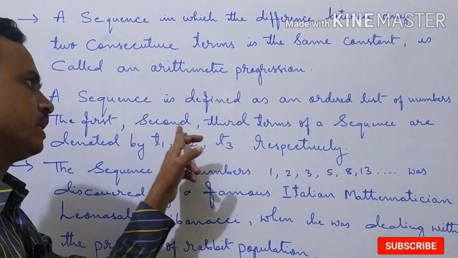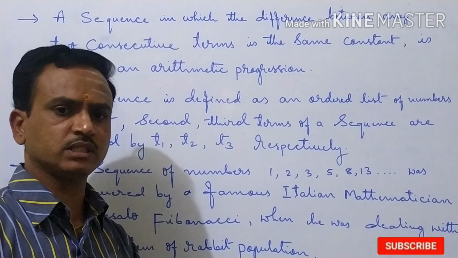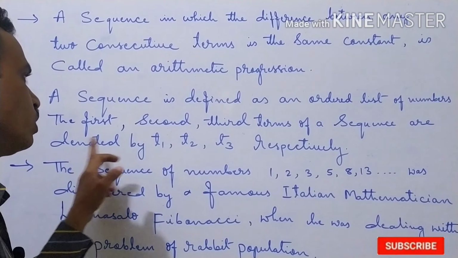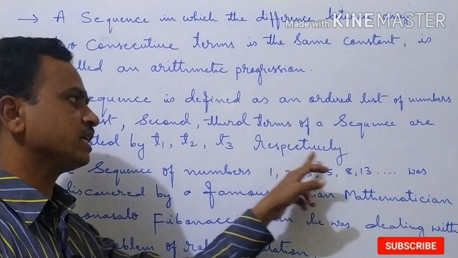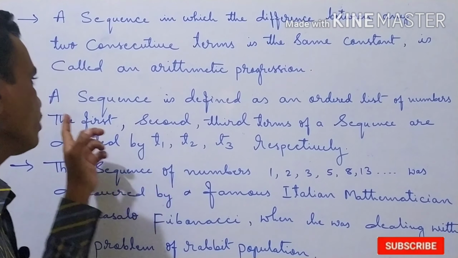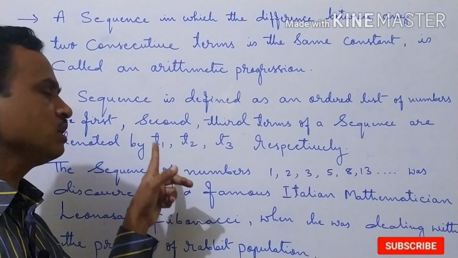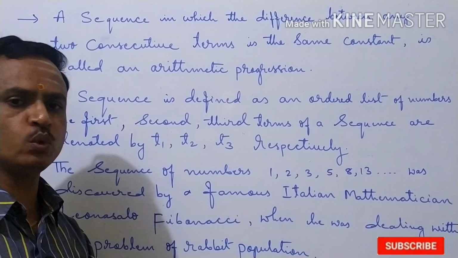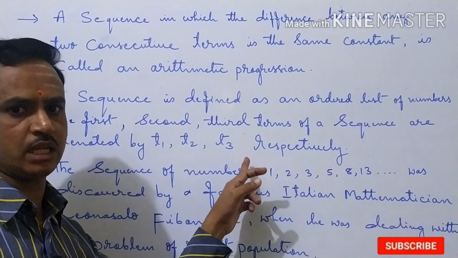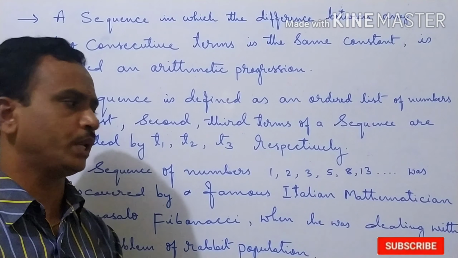The first, second, third terms of a sequence are denoted by T1, T2, T3 respectively. That means here the first term is said to be T1, the second term is said to be T2, the third term is said to be T3, the fourth term is T4, and so on.